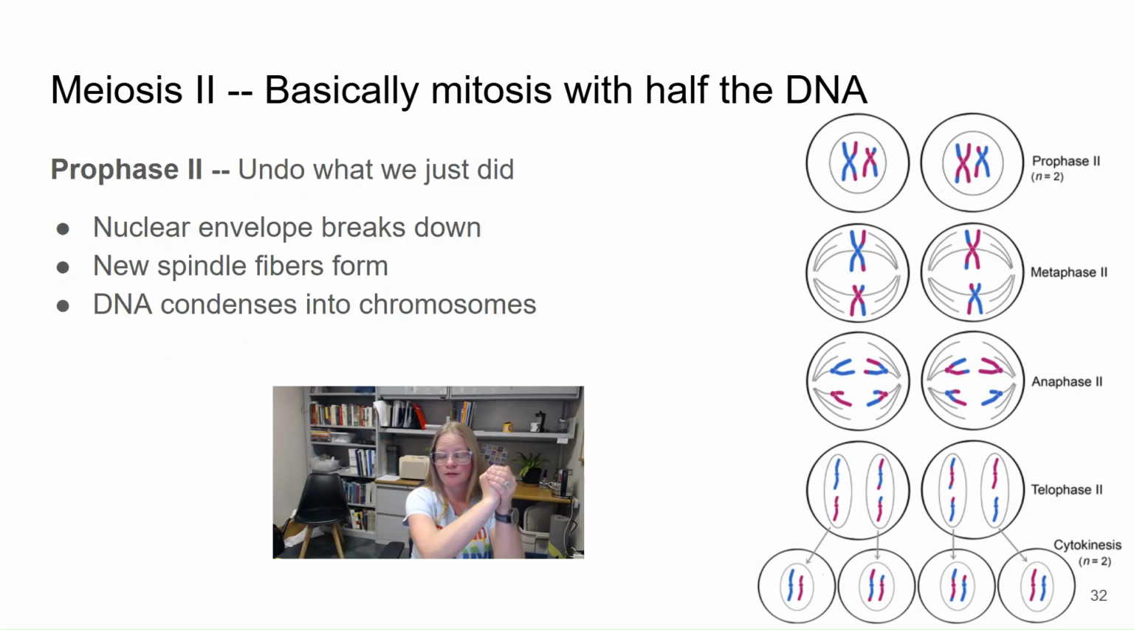Okay, so in prophase 2, we're going to undo what we just did. We're going to break down the nuclear envelope. We're going to form new spindle fibers, right, so that we can attach those sister chromatids and pull them apart. We're going to take our DNA from loosey-goosey spaghetti form and pack it up into Cheeto form, right? We're going to form those chromosomes again.